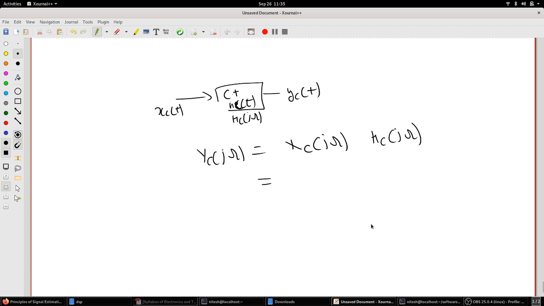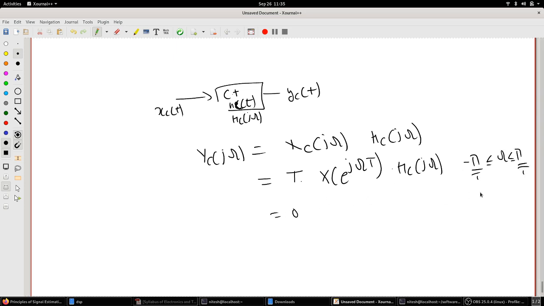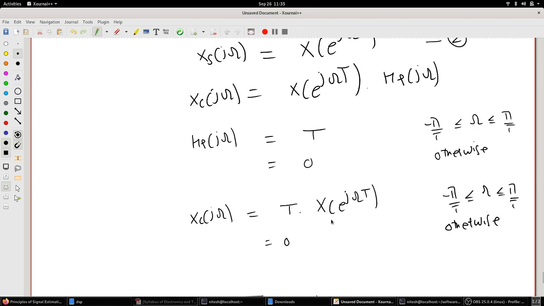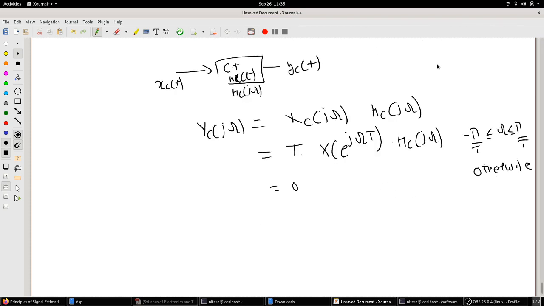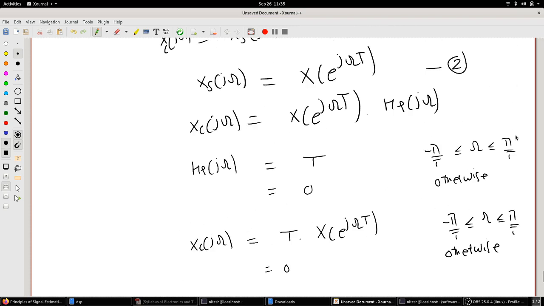Okay, so you know that this is T into X of e raised to j omega T into Hc of j omega, from minus pi by T less than or equal to omega less than or equal to pi by T, and it is 0 otherwise. This is what you will have, right? So this is just one correction here. Xc of j omega is T into X of e raised to j omega T, and then I substitute it here. I get this Yc of j omega. This is my fourth relation. So this was the third one, and this is the fourth one.